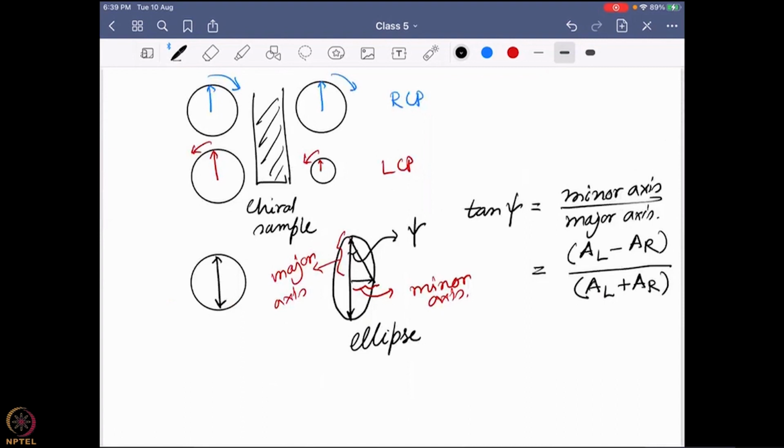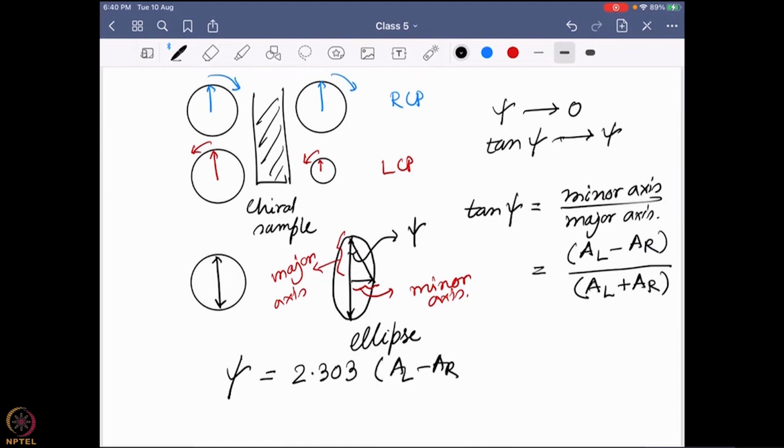So over here, I can write that. And in general, although I've drawn that ellipse in such a way, in reality the difference of AL and AR is so small that this actual angle chi happens to be in milli-degrees. So you can say the chi value is going to be very small. In that way, the tan chi value is going to be very similar to chi. And if you do some more math, I'm not going into the details, you can write this chi value as the following: 2.303 times (AL minus AR) times 180 by 4 pi, whereas these values are given in degrees.